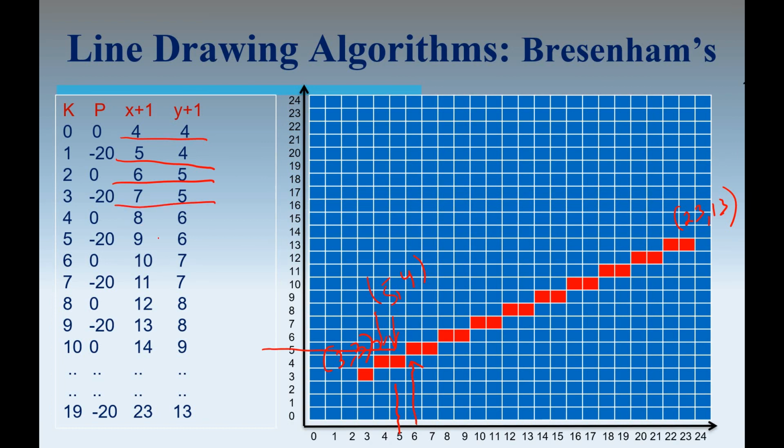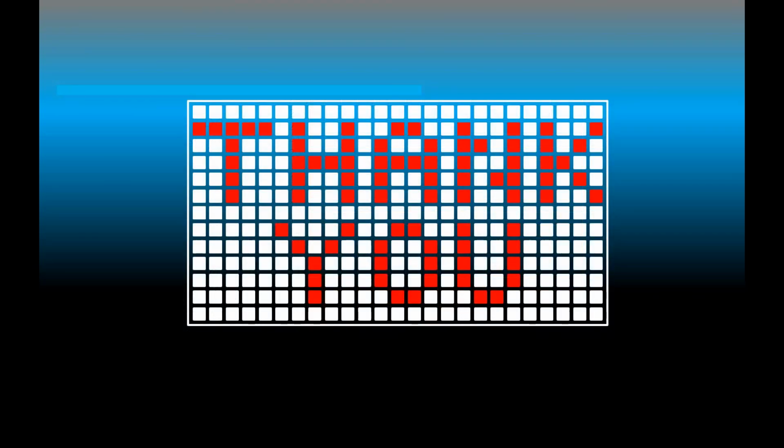And then 7, 5, 8, 6, 9, 6 and so on. If you plot all these things, you will get a line like this. All right, so this is the line drawing algorithm using Bresenham's.